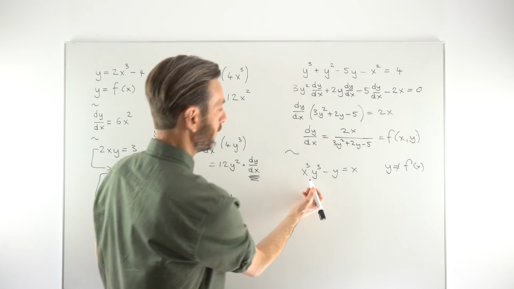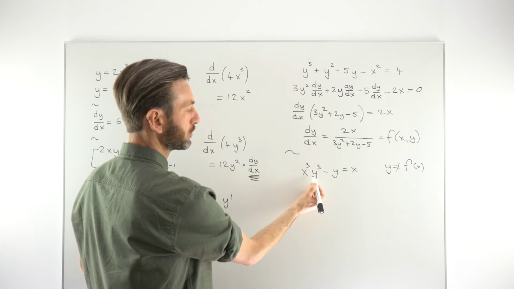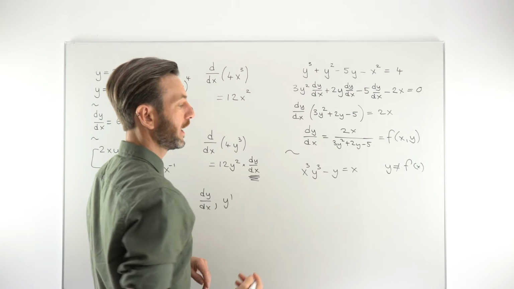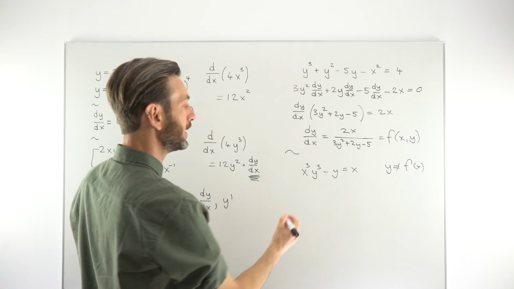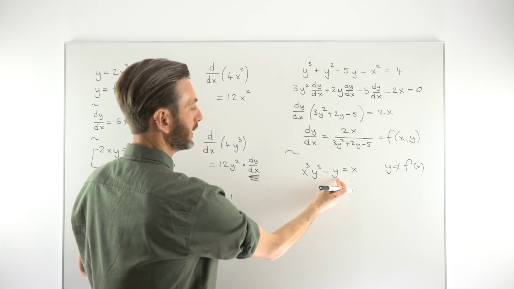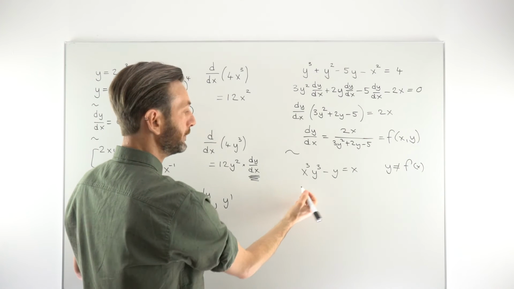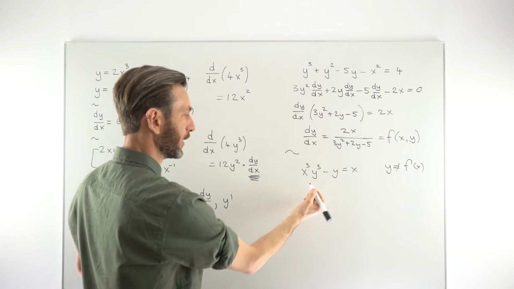This one as well, here we've got a product, and the product, even though it's an x and y, is still subject to the product rule. So we're going to have to use the product rule on this and then differentiate these using the power rule. So let's go ahead and do that, and that's fairly common actually in these questions.